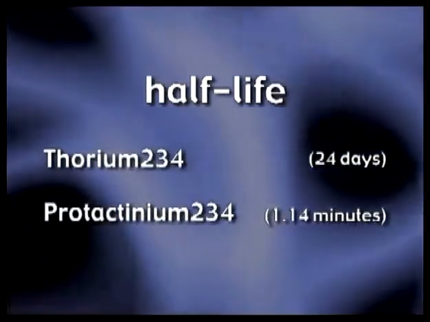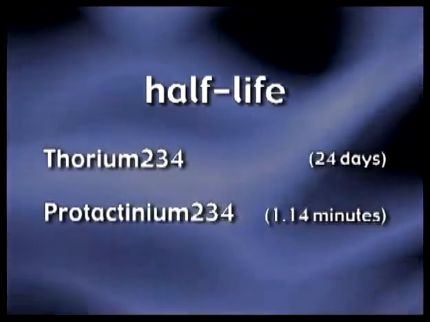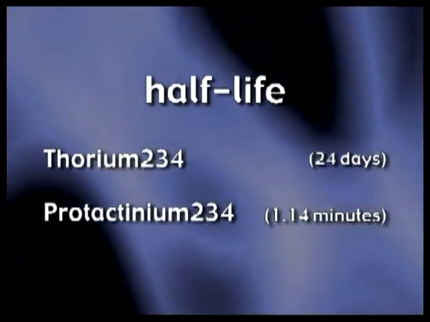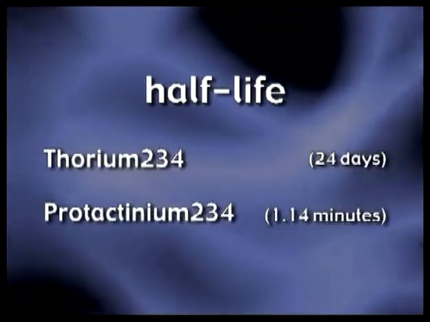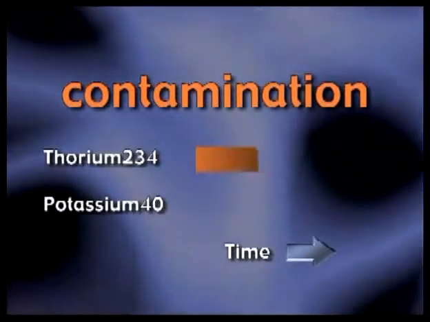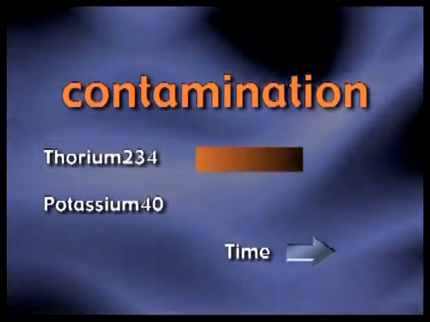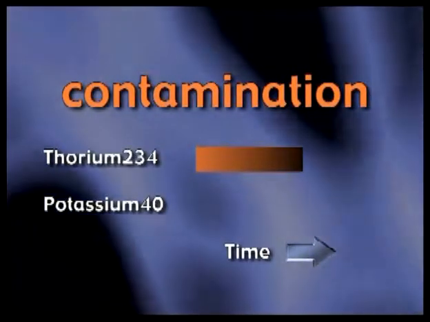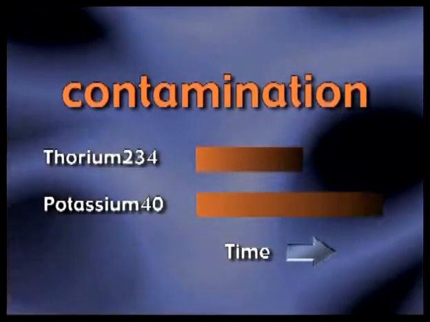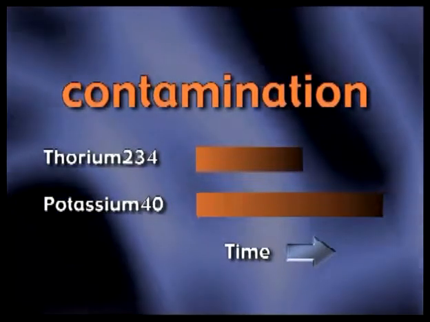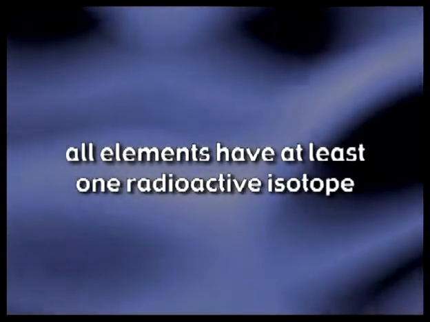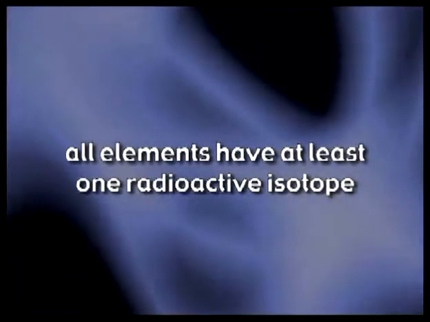Isotopes with short half-lives, like thorium-234, 24 days, or protactinium-234, 1.14 minutes, decay very quickly. By the same token, a short half-life means that a contamination by such material will finish quickly. A long half-life means that a contamination will take longer to decay. All elements have at least one radioactive isotope.